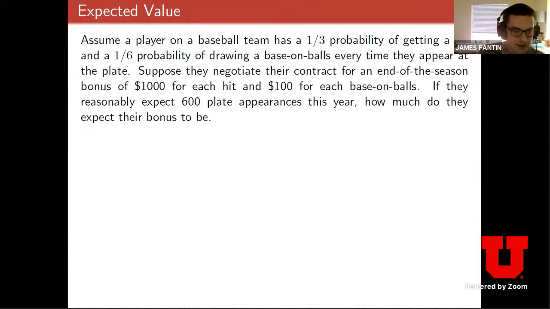So here we've got a player on a baseball team, and they have a one-third probability each time they go up to bat of getting a hit, and a one-sixth probability of getting a base on balls. So they still get on base, but they get four balls each time they appear at the plate. This player has a contract that says they get a bonus of $1,000 each time they get a hit and $100 each time they get a base on balls. They reasonably expect to have 600 plate appearances this year. I want to figure out what they should expect their bonus to be.